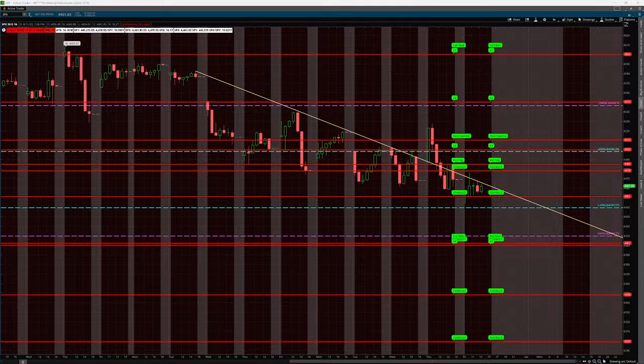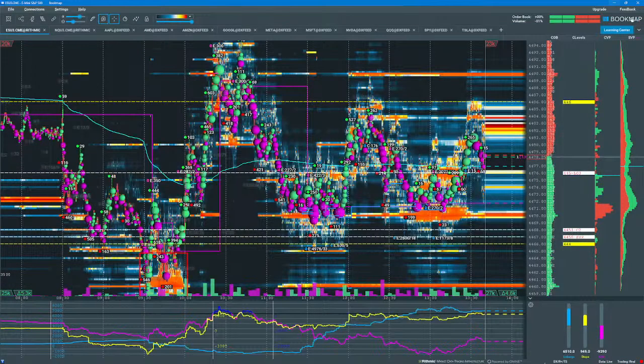And note, with a break of 4,450, the next gamma level below is the 4,400 put wall. So that would be, again, the next level of support. All right, let's take a look at another SPX chart.